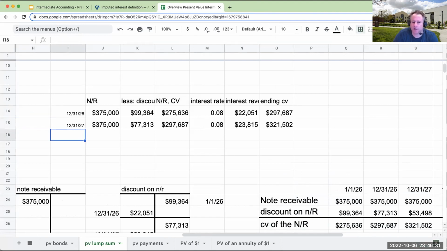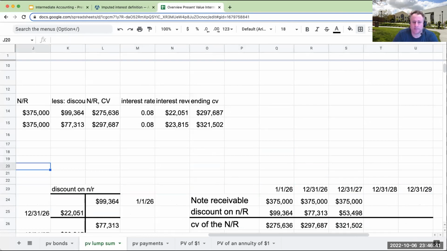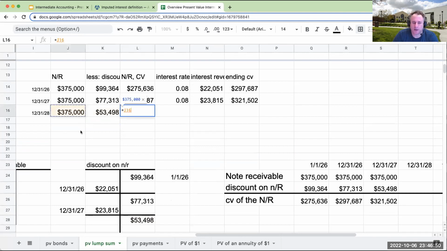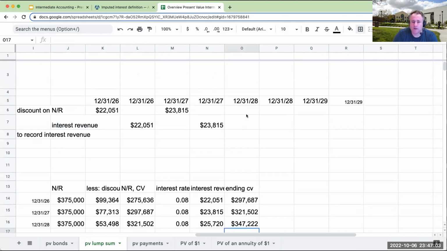Let's go ahead and do our next year, 12/31/28. Remember, this is the beginning balance right over here, and this doesn't have any interest being paid. This is what happens later on. So my note receivable is still $375,000. My discount on note receivable is getting smaller and smaller. My carrying value of my note receivable is now $321,502. My interest rate is at 8%, so my interest revenue is going to be $25,620. Ending carrying value will be $347,222. So over here for 12/31/28, I'm going to debit the discount on notes receivable, credit interest revenue.